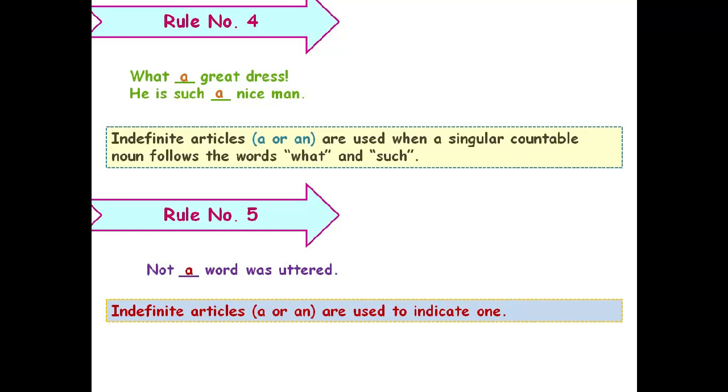Since my word over here after the article is word, which starts with a consonant sound, I'm using a. But if there was a vowel sound, you will use an.